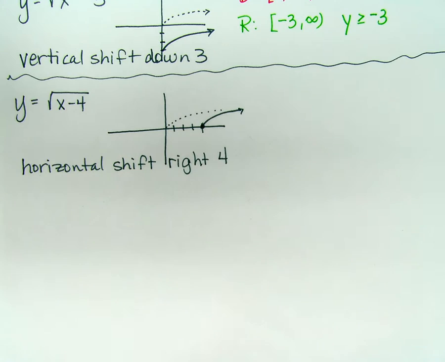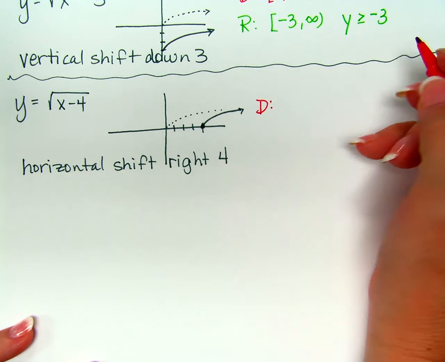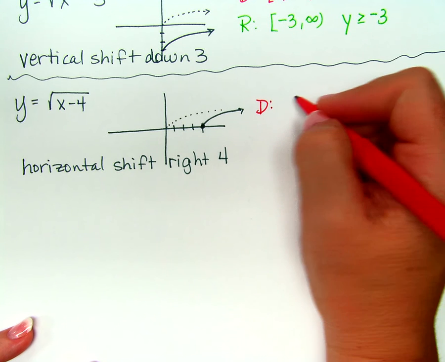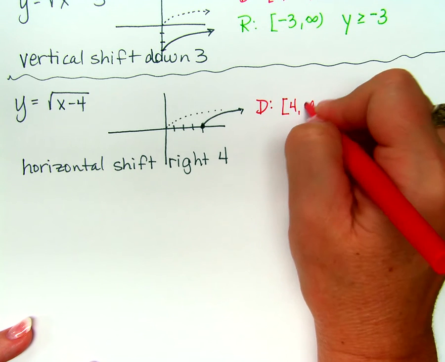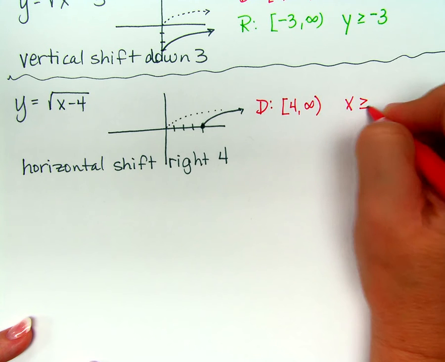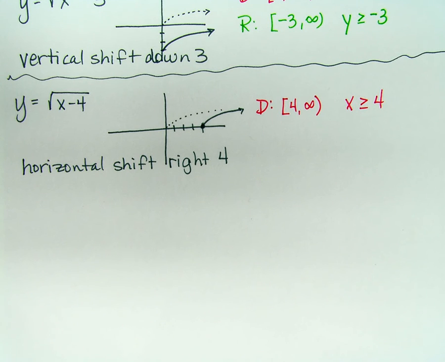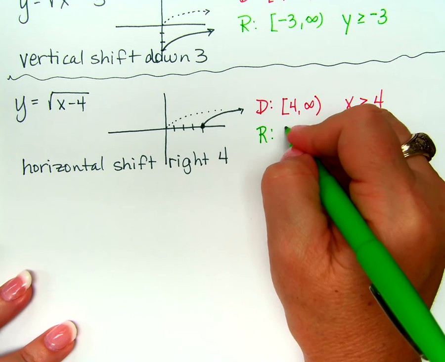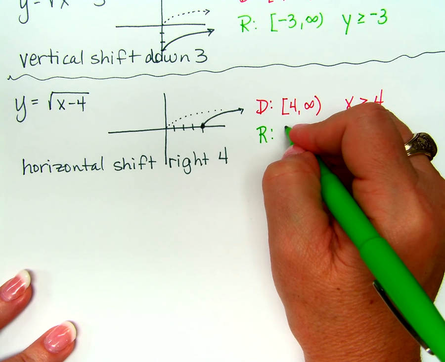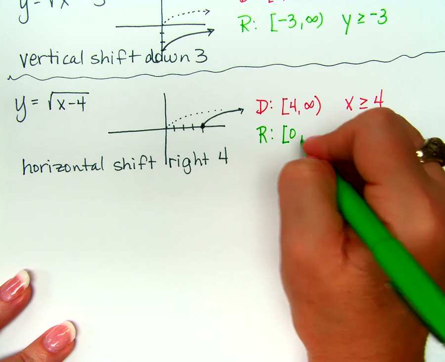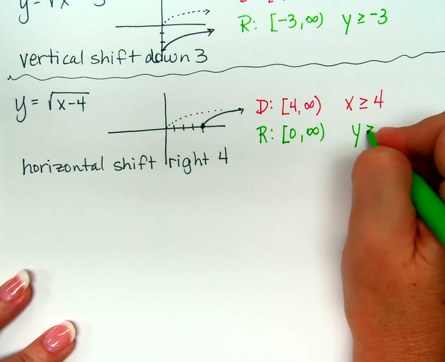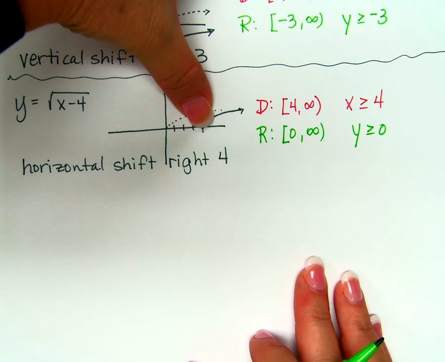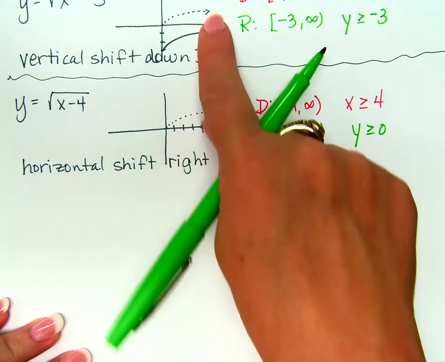How about right 4? Would that be okay? Okay. What is its domain? It's not 0? Oh. 4 to infinity. So x is greater than or equal to 4. What about its range? Zero. So y is greater than or equal to 0. See, it goes down all the way to 0, right? And then up all the way.